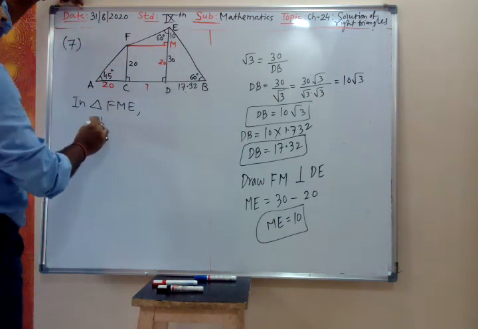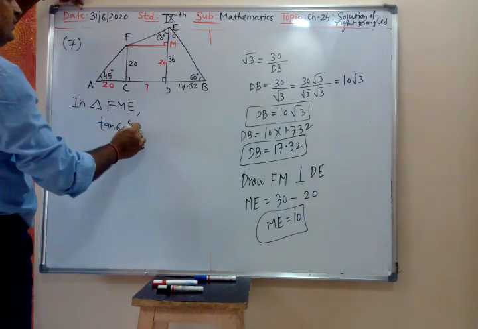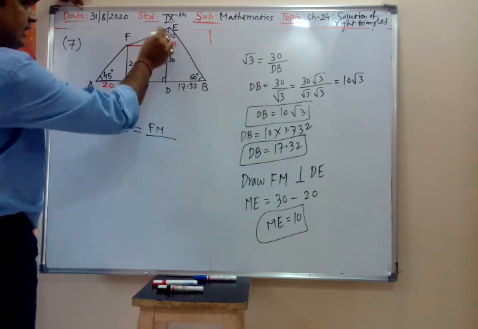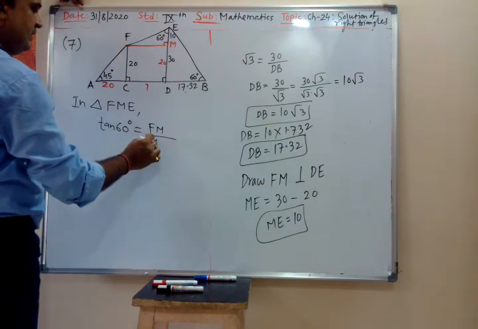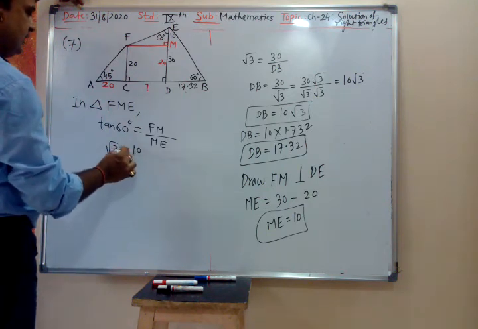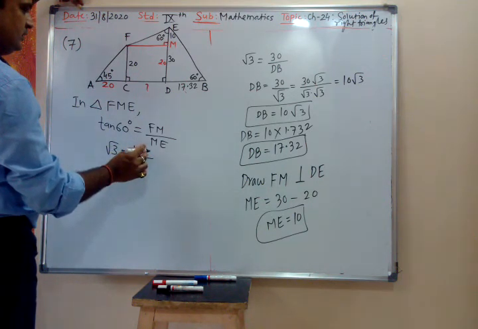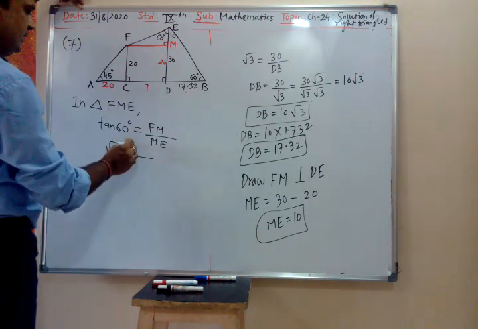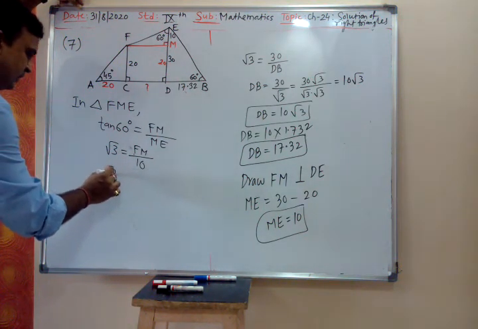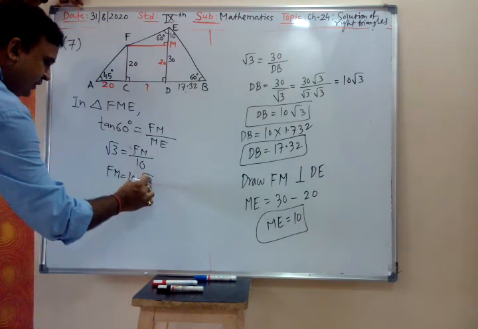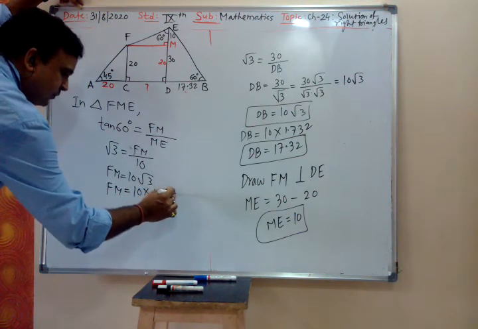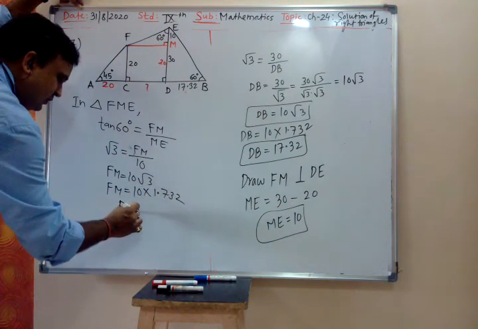In FME, we apply tan 60 degree. What is tan 60 degree? Tan 60 degree is opposite FM upon adjacent, that is ME. Tan 60 is root 3. So root 3 is FM upon ME, which is 10. Are you getting? So FM is 10 root 3, that is 10 into 1.732. So FM is 17.32.